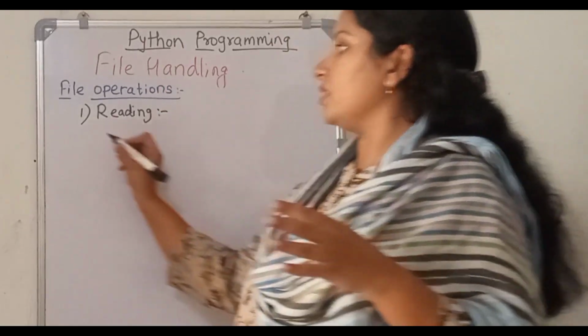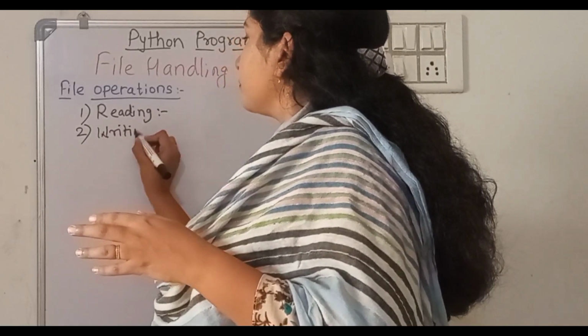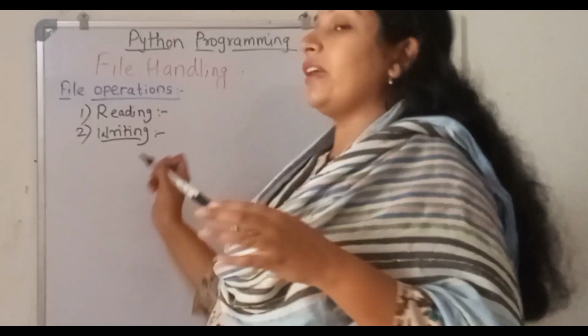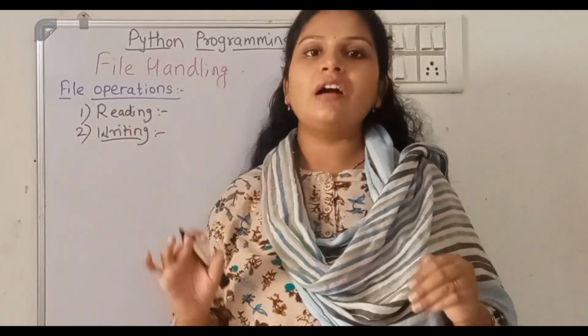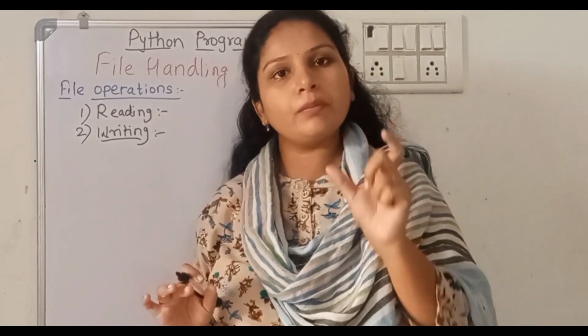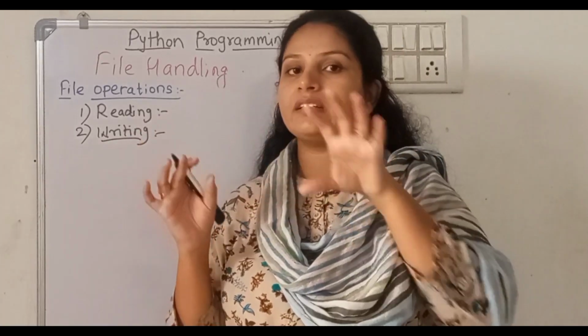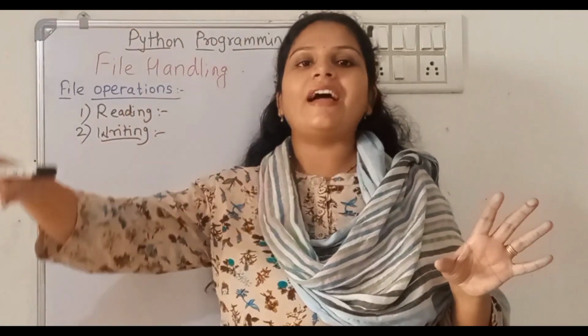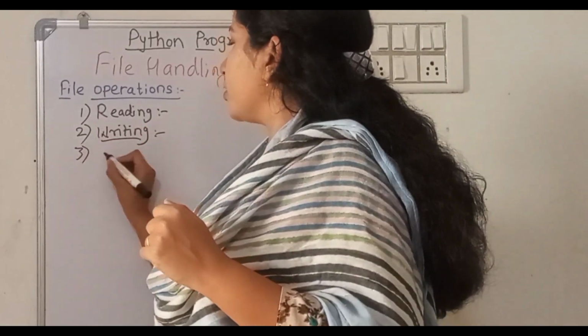So first operation is reading, second operation is writing. That means open the file and write the content to the file. That content you will mention in the Python program. Whatever you want to write to the file, you will write that content in the Python program first, and then you will write that in the file, so your file will be ready. So second operation is the writing, and third operation is appending.